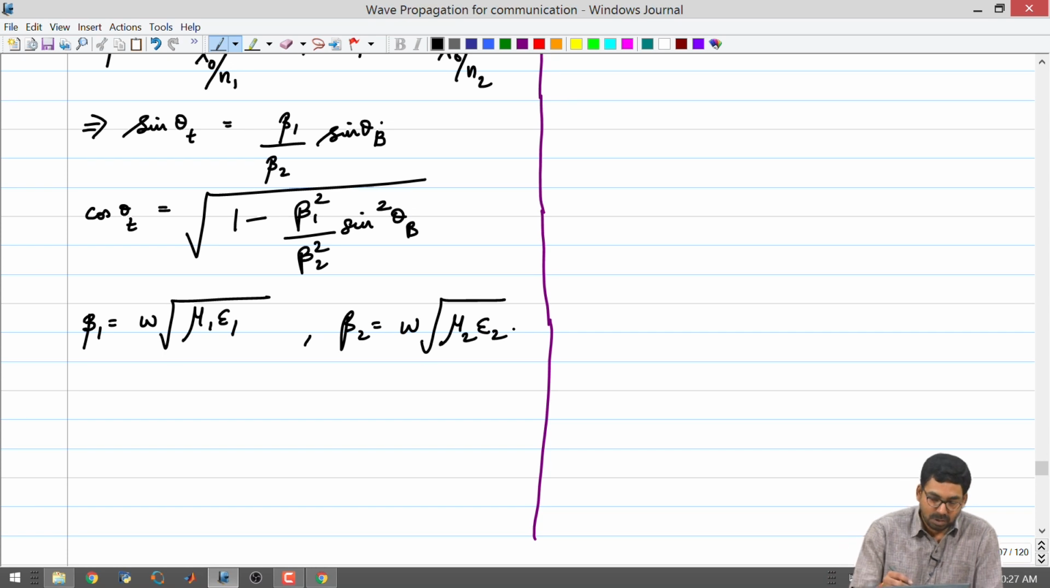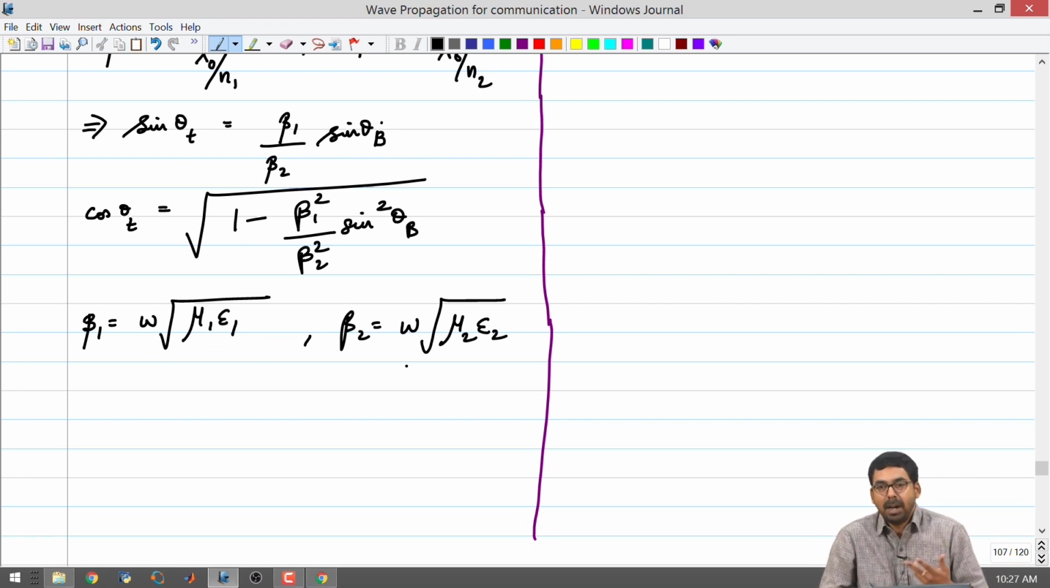But let us go back and look at why we are doing all these things. The reason why I started with beta and not with n is because we remember n to be square root of epsilon r mu r in the majority of the cases. It is only indicative of relative permittivity and relative permeability, all right. So, sometimes people tend to confuse as to what is going on.